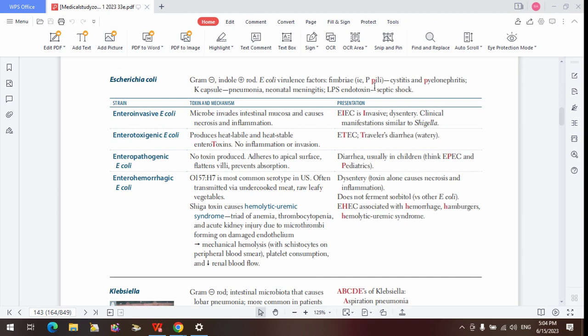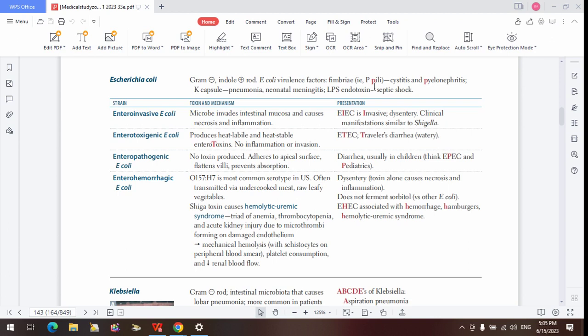So, what are the different strains of E. coli? We have four different types. The enteroinvasive. These ones are very straightforward. From the name, enteroinvasive, it invades the intestinal mucosa, causing cell death, necrosis, and inflammation. Bam, that is it. So you are going to see bloody diarrhea, dysentery, very easy. That's all about enteroinvasive.